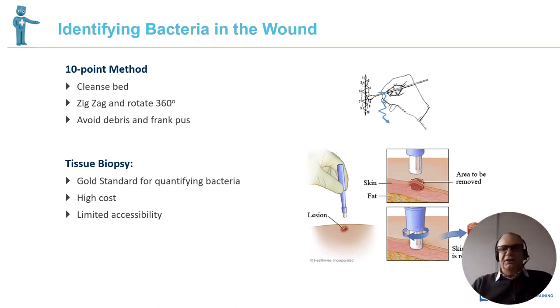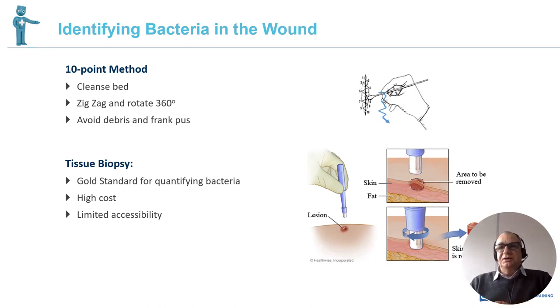There are different types of sampling that we can take. The older way of doing it was the zigzag methodology, where we always cleanse the wound bed first and then rotate and zigzag the wound swab all over the wound, trying to avoid debris and pus. If we are taking samples from pus, for example, we have to tell the lab that this is a pus sample, not a wound sample. Always make sure that we are giving enough information to the lab to make sure that they understand what we are sending them and understand what we are expecting back.